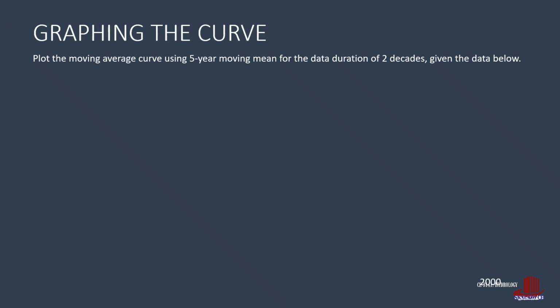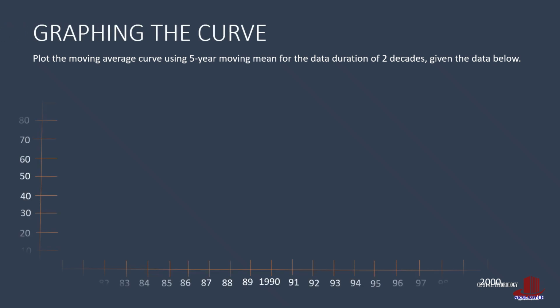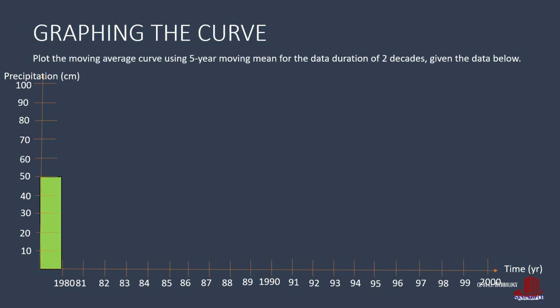The first step is to create a bar chart where the abscissa is time in years and the ordinate is the rainfall in centimeters. The chart is divided into the yearly record or 1-year interval. The first bar at 1980 is 50 centimeters, followed by 60, then 40 and 30 centimeters.